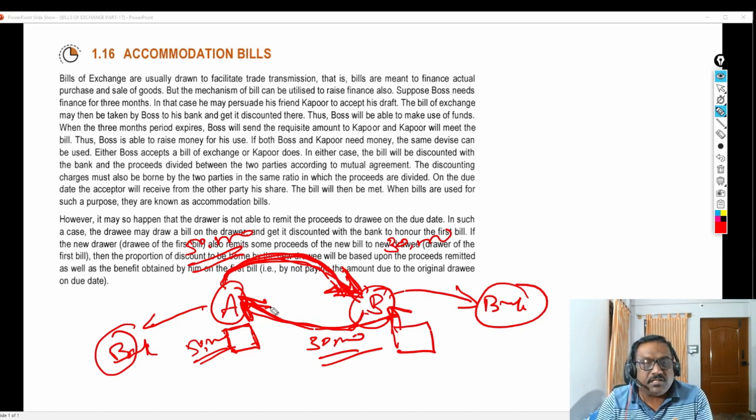In what circumstances these bills will be drawn, how they are going to make use of the bills, and how they are going to fulfill their financial need has been discussed. We are going to talk about the journal entries with respective illustrations in our coming video. I hope you are very clear on this concept.